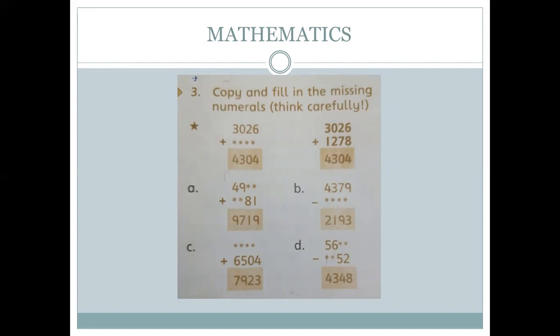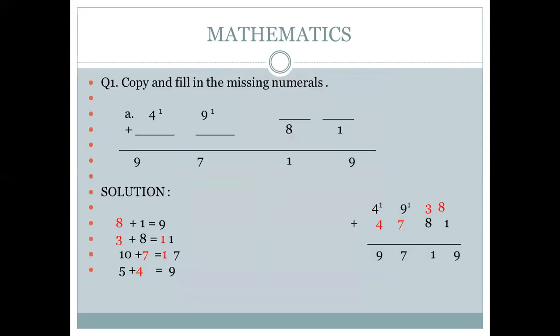Now come to part A, 4981 and you see the answer is given, 9719. We start from the ones place. 1 is given. You see on your screen, I have already done the solution for you. 8 plus 1 is equal to 9. It means our first missing number is 8.